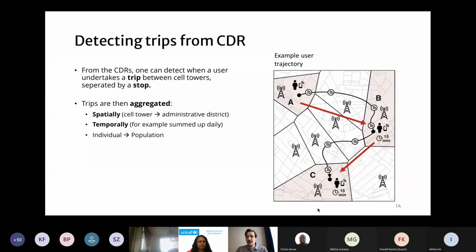Yeah, so in this case, I haven't mentioned that, but I've indicated here the small clock with 15 minutes, which means that a user stays at this location for 15 minutes. And then you could count this as one trip from A to B and from B to C. It's also done in different ways.